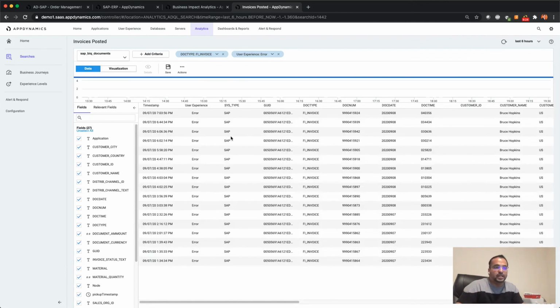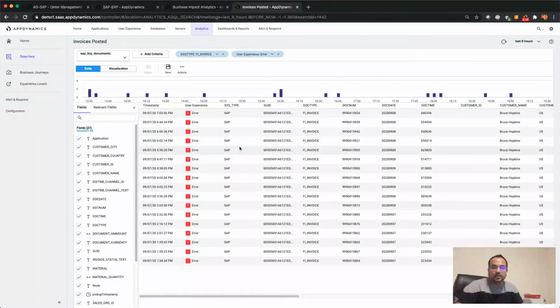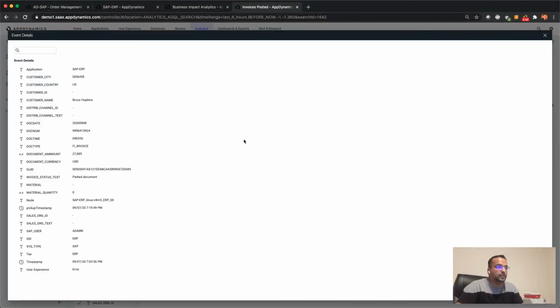Again, drilling into the data tab, it gives us enough information to hand over this particular issue to the basis teams, to the operations teams, and to help them understand what the problem is. For this particular issue, what we have identified already is there is one single customer who's having this issue. And this particular problem that is occurring is the document is parked.